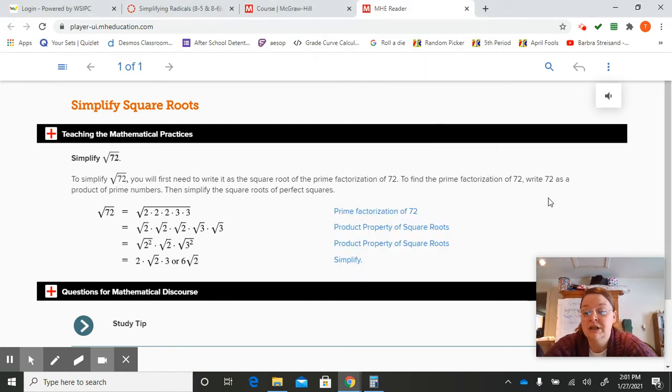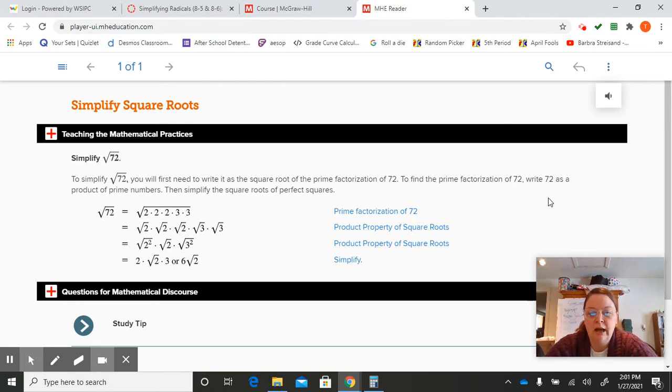To find the prime factorization of 72, write 72 as a product of prime numbers, then simplify the square roots of perfect squares. Okay, so the prime factorization of 72 is 2 times 2 times 2 times 3 times 3.